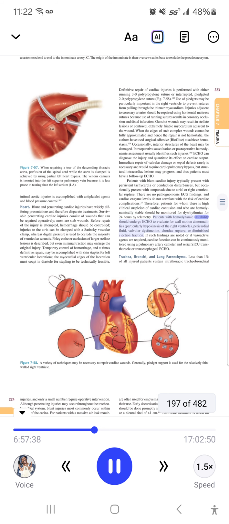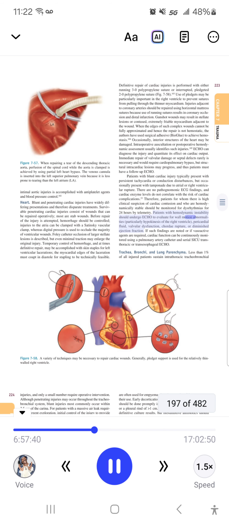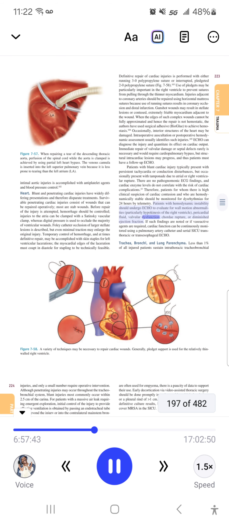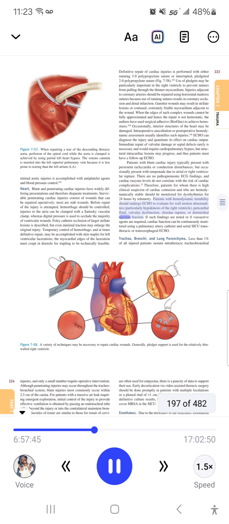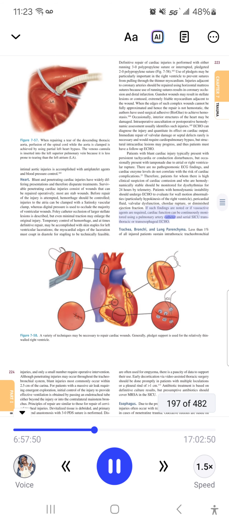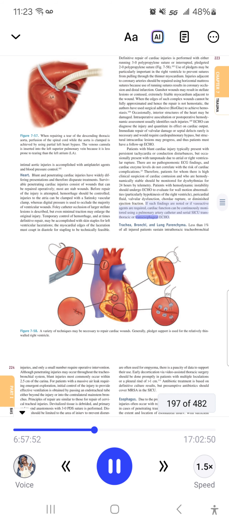Patients with hemodynamic instability should undergo echo to evaluate for wall motion abnormalities, particularly hypokinesis of the right ventricle, pericardial fluid, valvular dysfunction, chordae rupture, or diminished ejection fraction. If such findings are noted or if vasoactive agents are required, cardiac function can be continuously monitored using a pulmonary artery catheter and serial transthoracic or transesophageal echo.